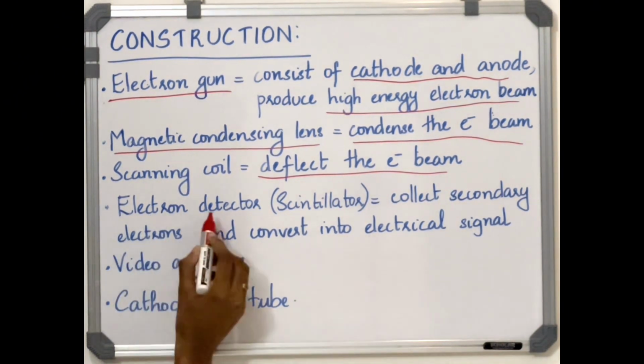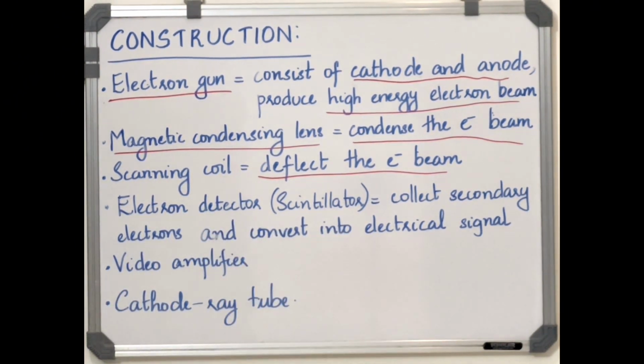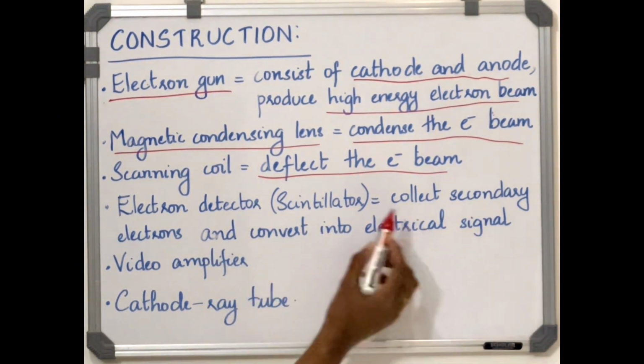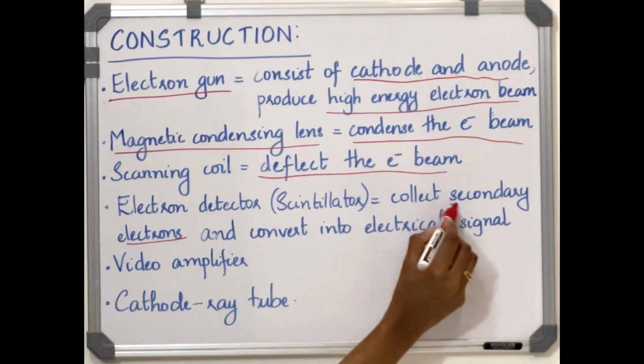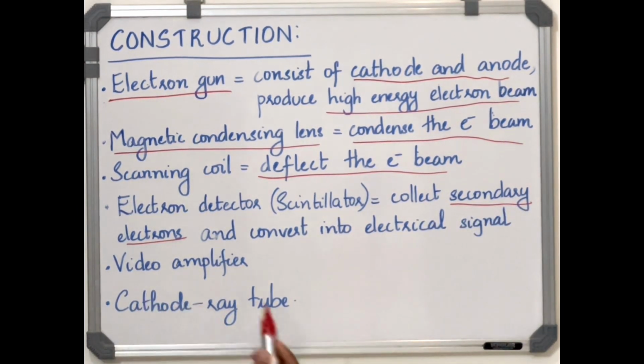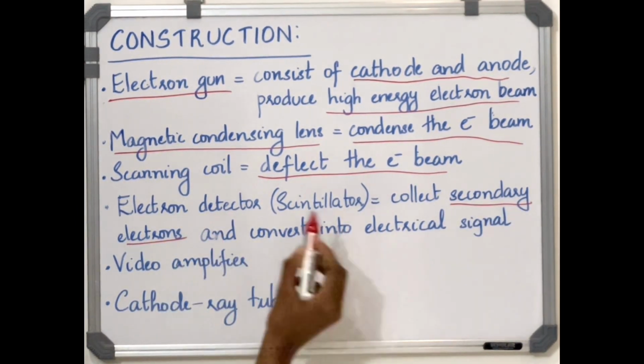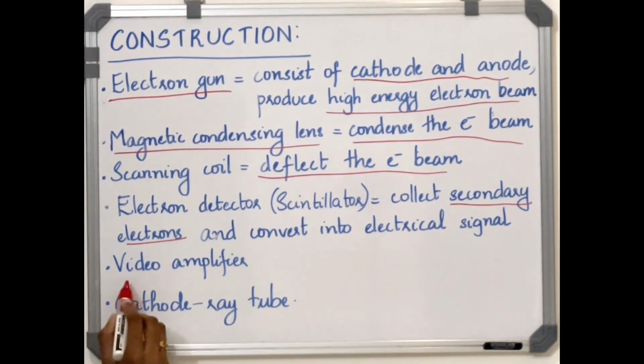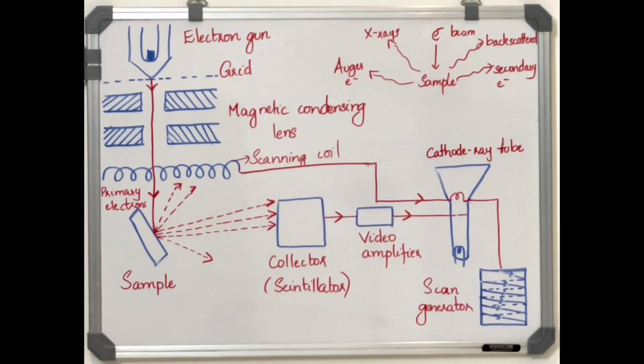Then there is an electron detector scintillator. This electron detector collects secondary electrons. These secondary electrons are the electrons that are emitted from the specimen. They collect secondary electrons and convert them into electrical signals. Then there is a video amplifier and cathode ray tube. You can understand these parts more clearly when we explain the working principle of SEM. Now let's see the working principle of the scanning electron microscope.